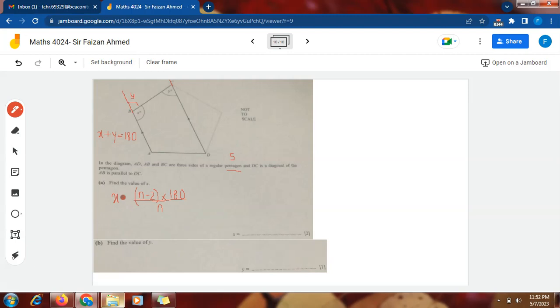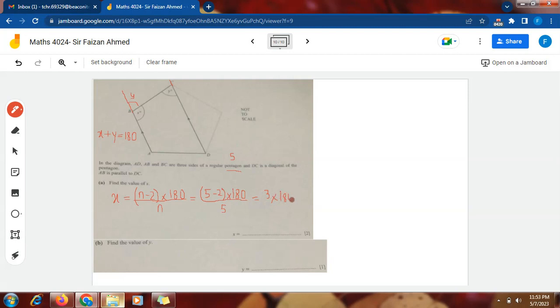N is the number of sides. Since I have to find x, and x is the interior angle here, what is the value of n? Since this figure is a pentagon, I will write 5 in place of n. So 5 minus 2, multiplied by 180, and since this is paper 1, a calculator is not allowed, divided by the number of sides, which is 5. And 5 minus 2 is 3, so this is 3 times 180, all divided by 5.